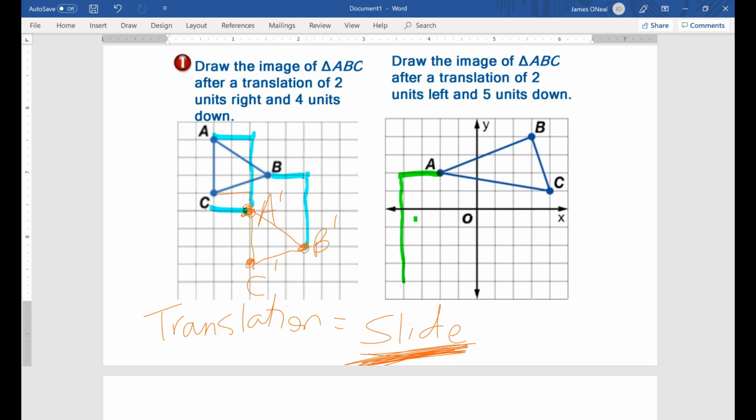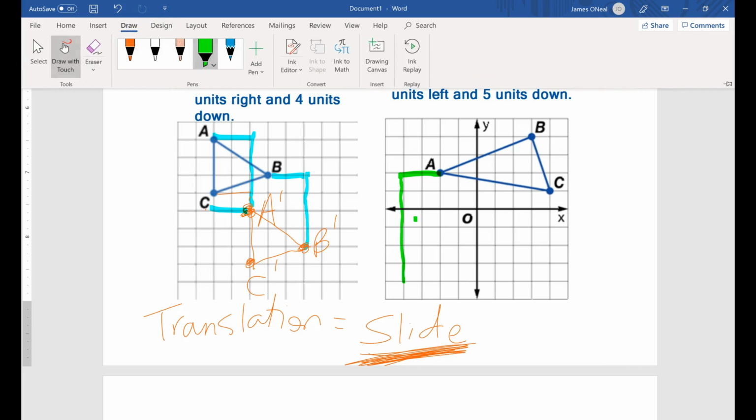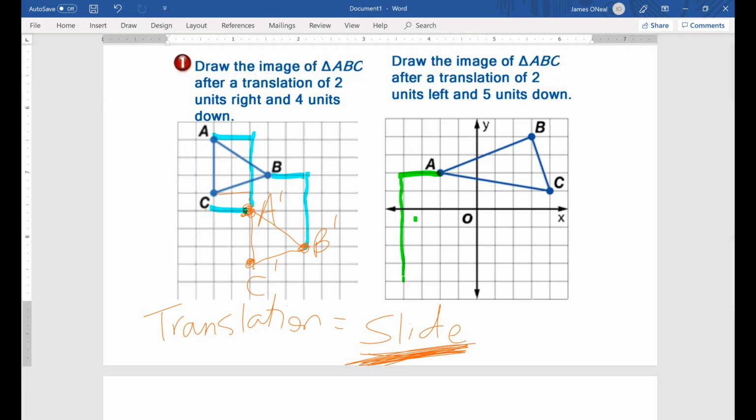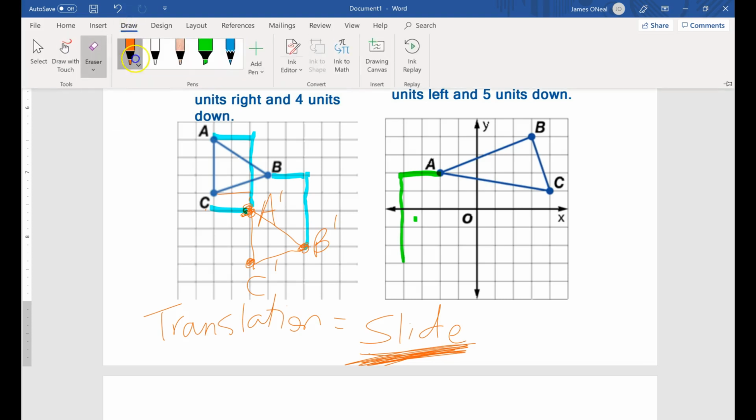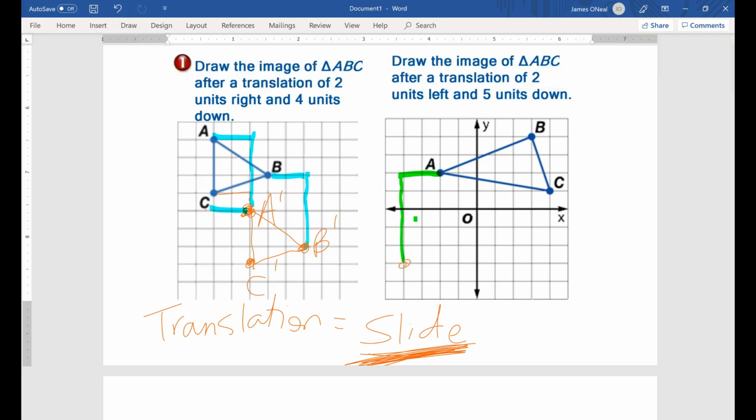This is 5 right here, Mr. O'Neal. It's hard to see with this finger pointing in the way. That's 5 right there. All right, 1, 2, 3, 4, 5. All right, and we put a dot. This is a what? Prime.